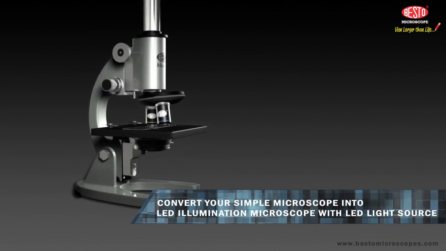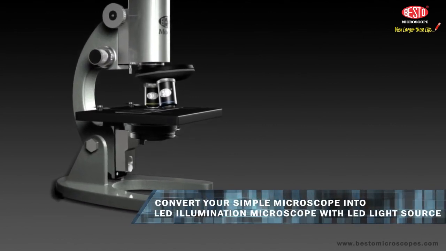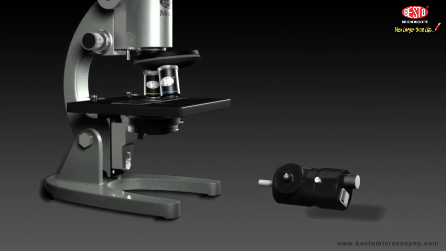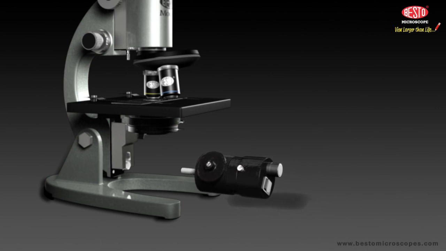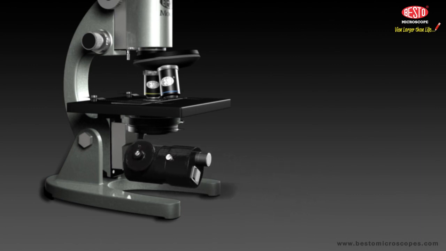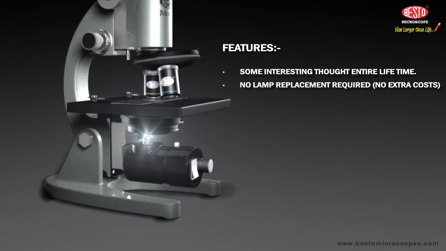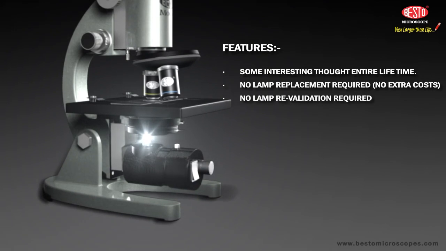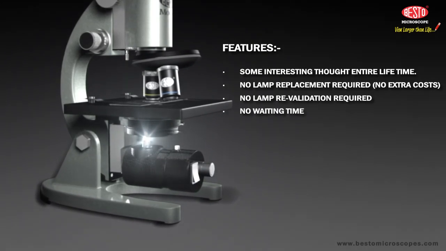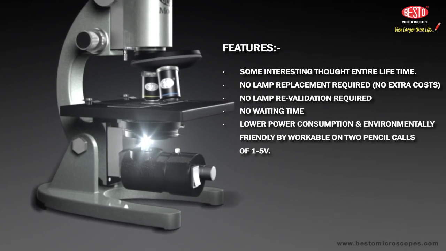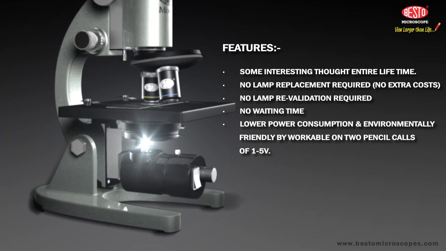Convert your simple microscope into an LED illumination microscope with an LED light source. Our Besto LED light source eliminates the variation due to reflector light or halogen lamp technologies. Features: lasts the entire lifetime. No lamp replacement required, no extra cost. No lamp revalidation required, no wasting time. Lower power consumption and environmentally friendly, workable on 2 pencil cells of 1.5 volts.